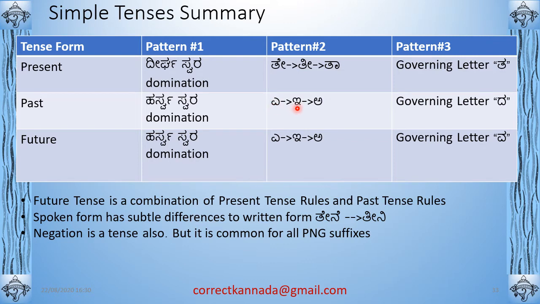Right? Neenu madudiya. Right? Neenu madudi. Right? Or we just say Neenu madudiya. Right? Avanu maduvanu. Avanu madidanu. So avanu maduvanu is for future. Avanu madidanu. So you are using a. Governing letter here is da. Governing letter here is va. So these are very clear patterns and they are very useful to remember and reproduce for other verbs. Okay.